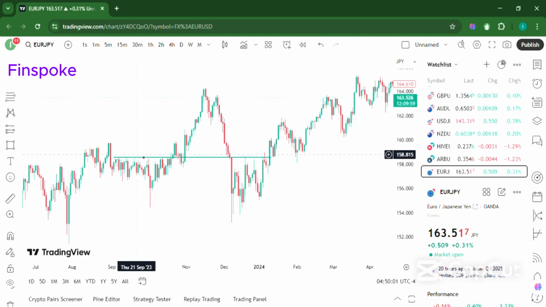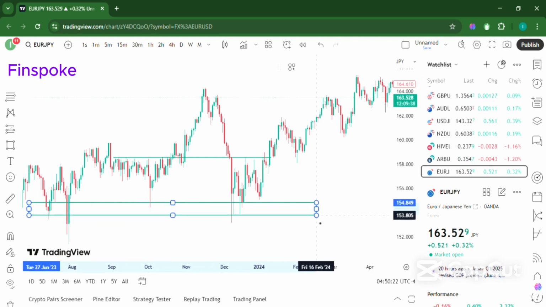This diving board pattern can be a bullish reversal pattern, and it can also be a bearish reversal pattern. At this point, it's bullish. It formed at the support level. This is the support zone. At the support zone, that is where it formed.